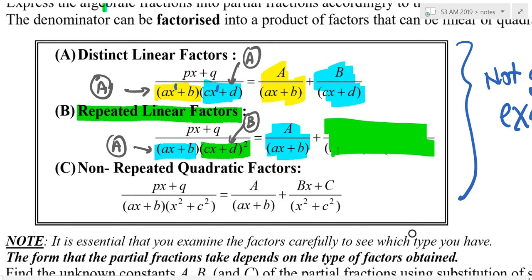Okay? Do you follow? Again, if it's square, it means I will have B over cx plus d, 1 time, then c over the same thing, but now square. This is the pattern. You have to recognize this pattern, put it in this pattern. No explanation. I can only think of this way to explain to you.